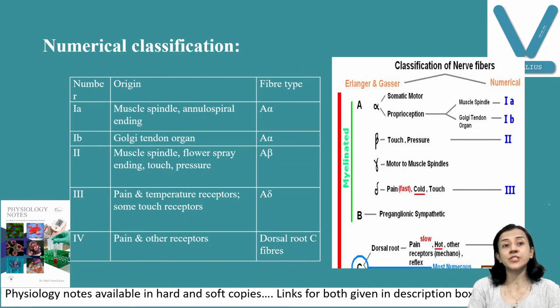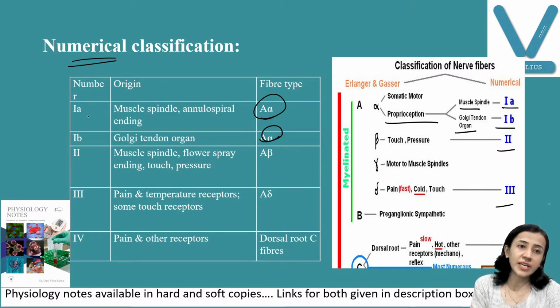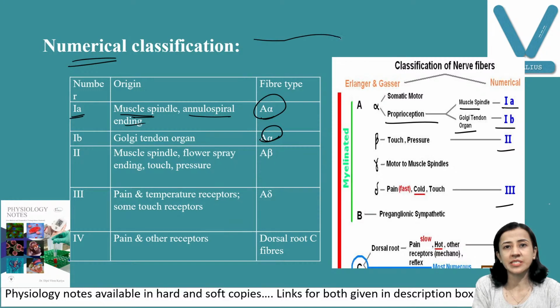Second classification, that is numerical classification according to number. So here the same thing, these are numbers. You can see here. So 1A and 1B is equal to A alpha fibers. So A alpha, what are the functions of A alpha? Proprioception from muscle spindle, Golgi tendon organ. Okay, but the important thing here is 1A fibers. They carry impulses from the muscle spindle in the form of annulospiral ending. We will discuss it with the muscle spindle. Suppose this is your muscle spindle. It has got two types of fibers, bag fibers and chain fibers.